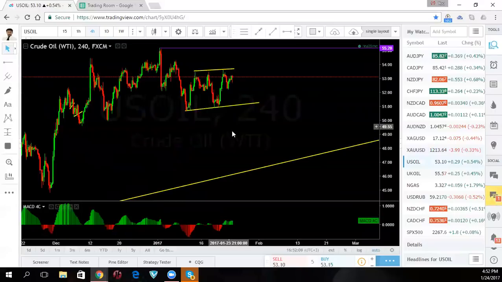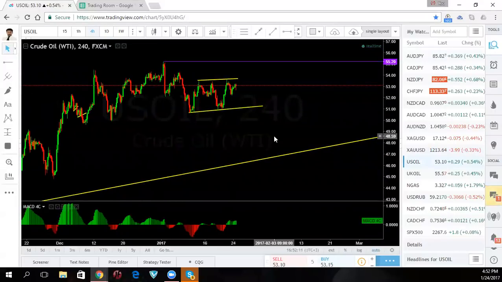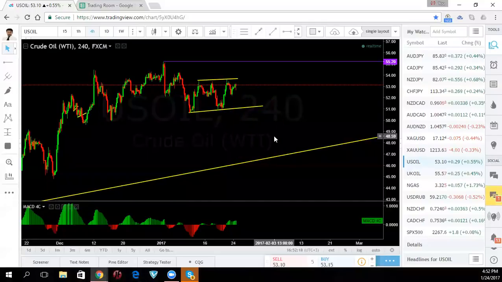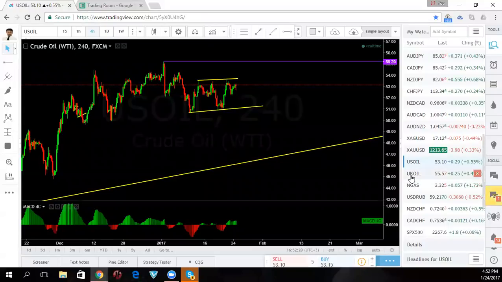Oil, I'll go to oil for you guys, looking sideways, which means very soon you may get a trade like this. Look for potential for this trade here, right? And UK oil is the same thing.